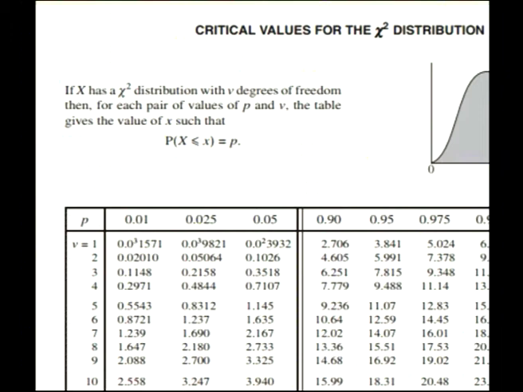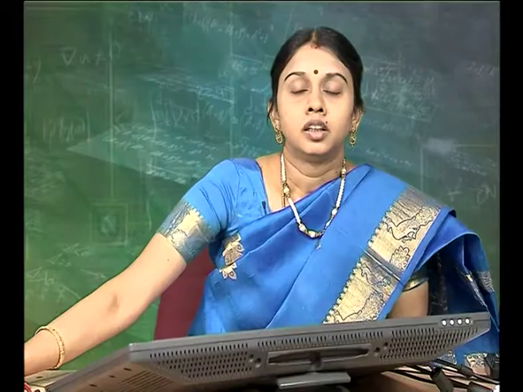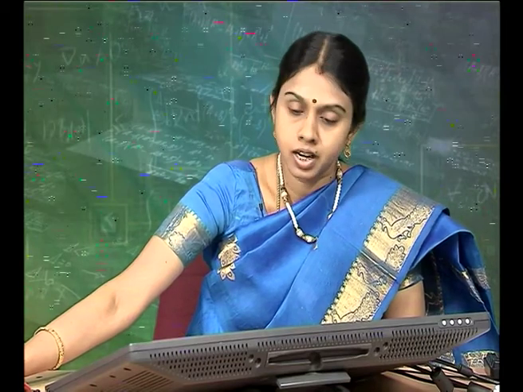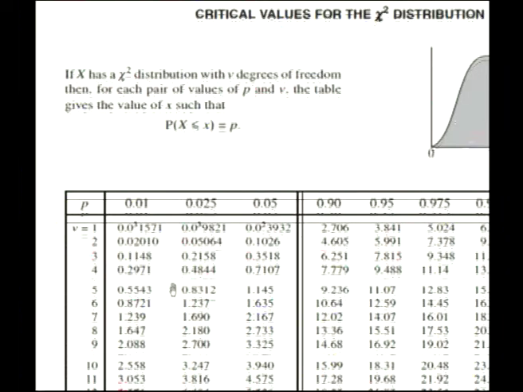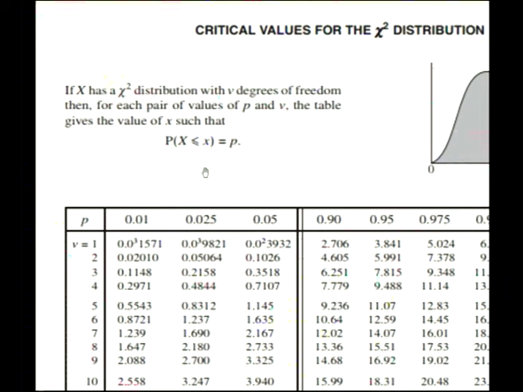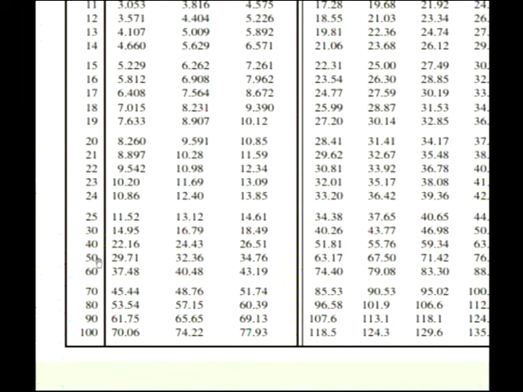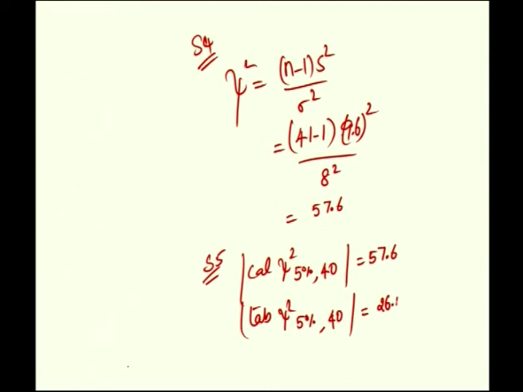Actually, one more discussion has to be done, that this is actually a one-tailed test. The problem we are discussing is a one-tailed test, and this particular chi-square value is given for a two-tailed test. Therefore, we have to take 0.025 values, that is, 0.05 is there. For one-tailed conversion we have to divide it by 2. Therefore, the value for the corresponding degrees of freedom 40 is 26.15. This is from the tables.